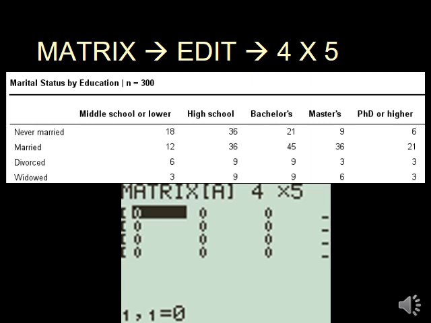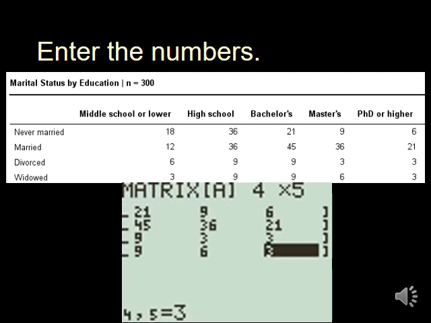You can't see all of the numbers on there. That's okay. I'm still going to start typing all the numbers in: 18, 36, 21, 9, and 6. Hit enter after everything and keep on going until I get to the last row. I keep on going all the way through the last row, and again, you do want to make sure you hit enter after the very last number.